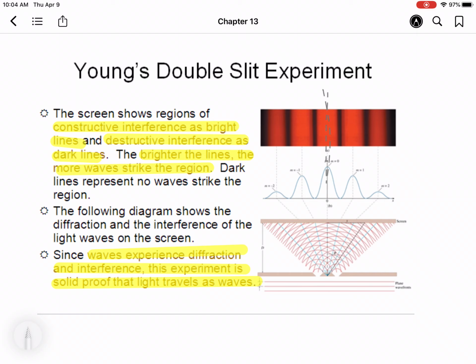The bright is really bright, and the darks are quite dark. Then they get less bright and darker, darker, darker. So it's hard to see with the human eye unless you set the diffraction quite right. But since waves experience diffraction and interference, this experiment is solid proof that light travels as a wave.